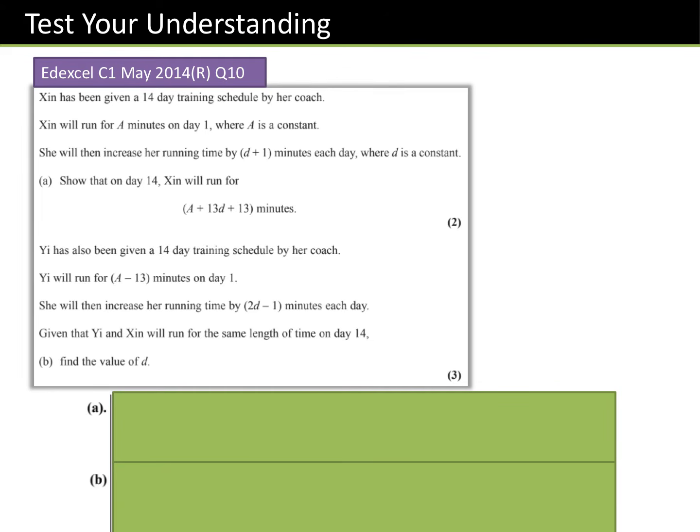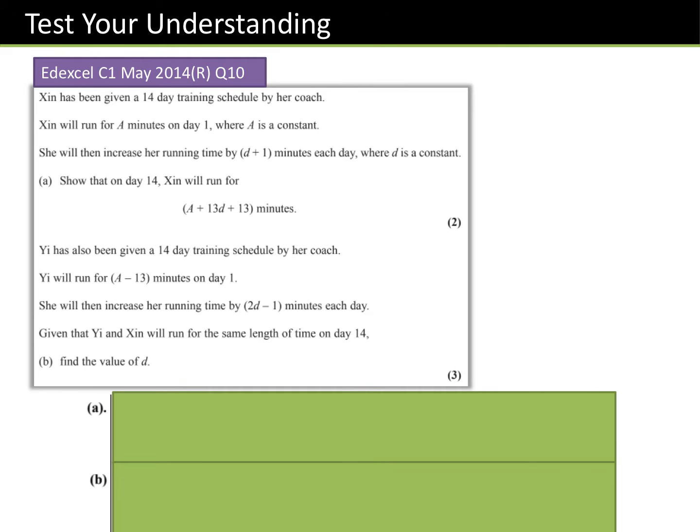I have no idea how to pronounce this name. Zin has been given a 14-day training schedule by her coach. Zin will run for a minutes on day 1, where a is a constant. She will then increase her running time by d plus 1 minutes each day, where d is a constant. Show that on day 14, Zin will run for this.